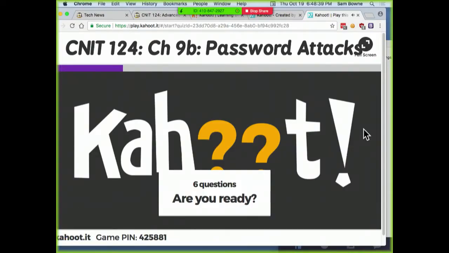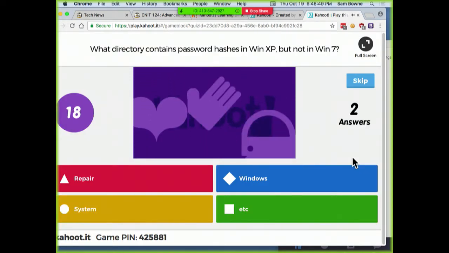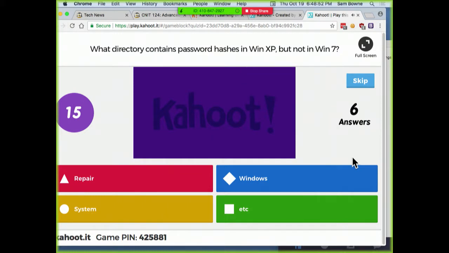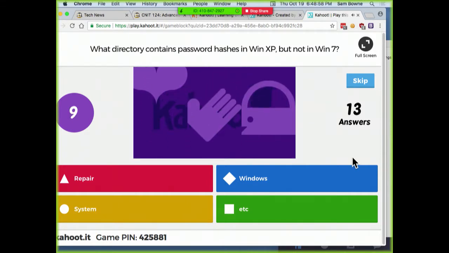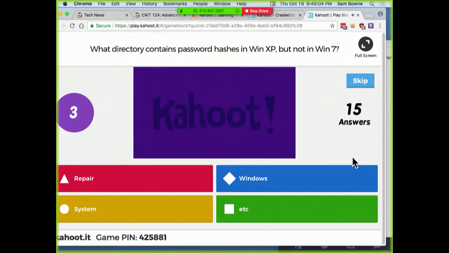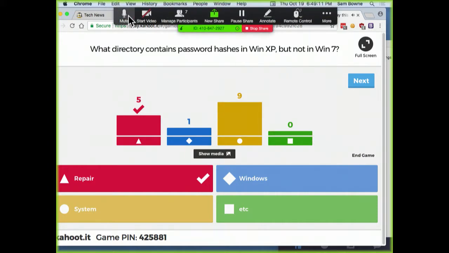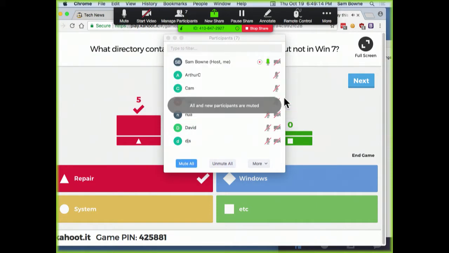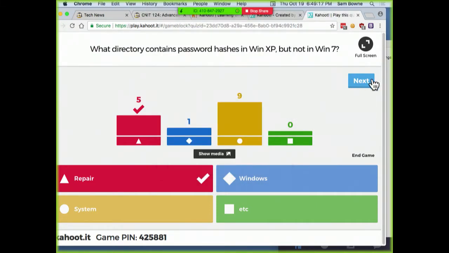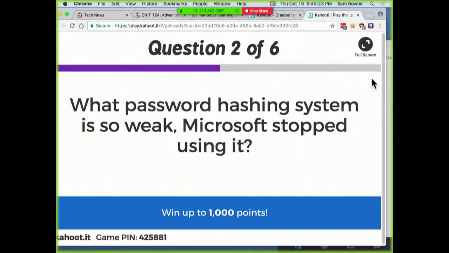Anyway, okay, six questions. All right, what directory had password hashes in XP? All right, and that's the repair directory. They took it away finally, but the repair directory had them, and they were accessible even while the system was running. So what system is so weak even Microsoft won't use it?